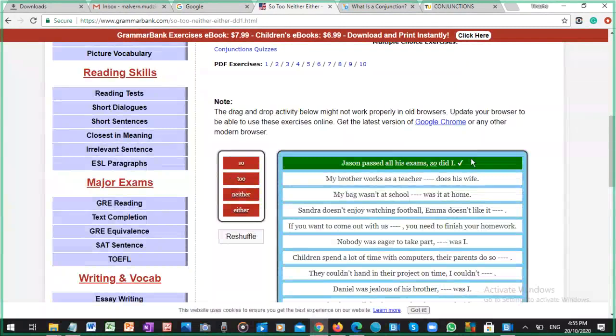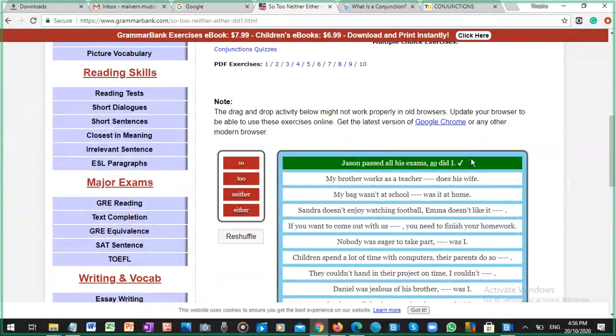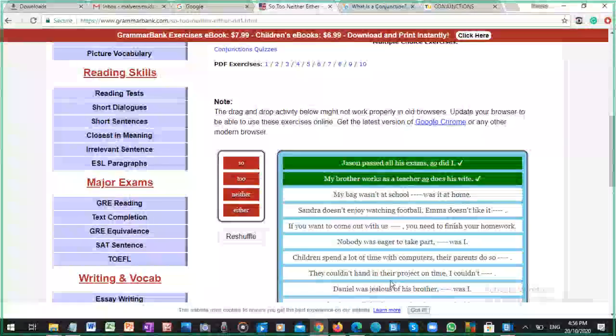My brother works as a teacher, dash does his wife. Neither. All right, it's so does his wife, because also his wife is a teacher. Does that make sense? Okay.